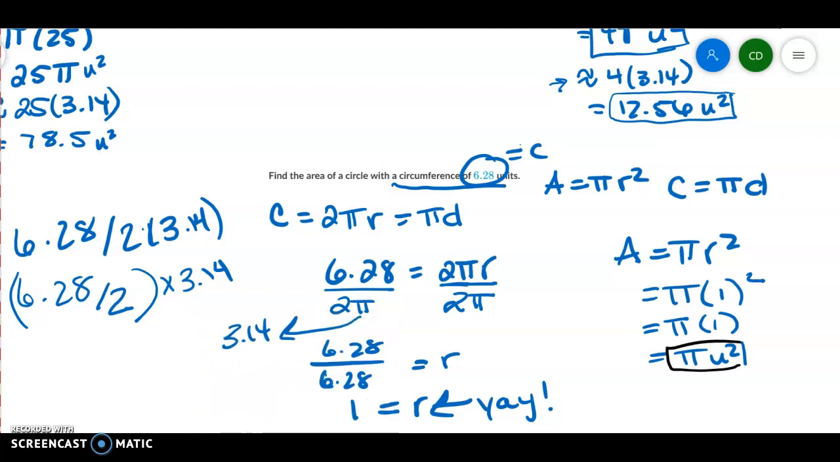Okay. But remember, we could also multiply by 3.14, so 3.14 is also an acceptable answer. Okay, so I hope that helped. And if you guys need anything else, let me know.